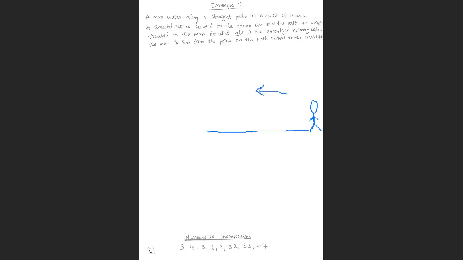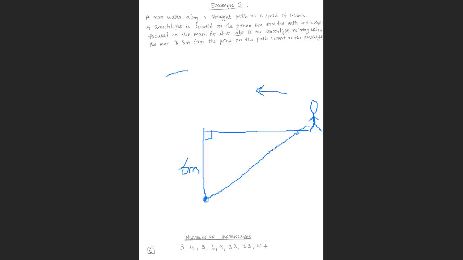They say a searchlight is located on the ground 6 meters from the path. Do you agree that it's 6 meters from the path? So the light is somewhere there, and the distance between that searchlight and the path, this distance here, is 6 meters. And then they tell you that it's kept focused on the man. So the searchlight is always kept focused on the man. So we're going to have something that looks like this. Keep in mind that this distance here is going to be at a right angle.